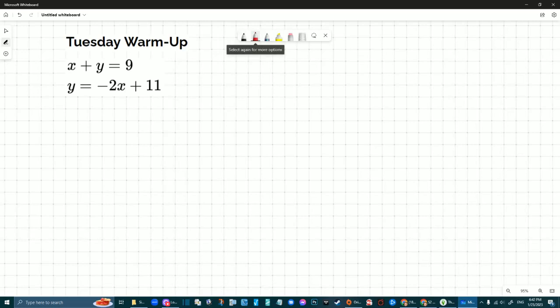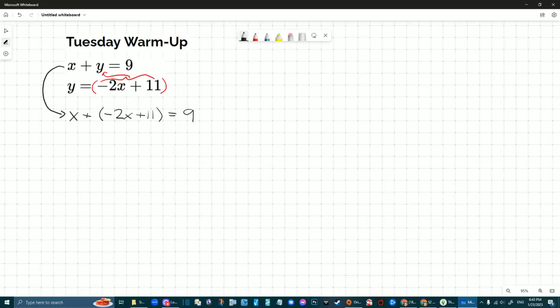So what I'm going to do is take this expression here, which is equal to y, and everywhere I see a y in the first equation, I'm going to replace it with this. So let's rewrite that and see what that gives us. So instead of x plus y, we're going to have x plus, and then in place of y, negative 2x plus 11 equals 9. So that's coming from this equation here.